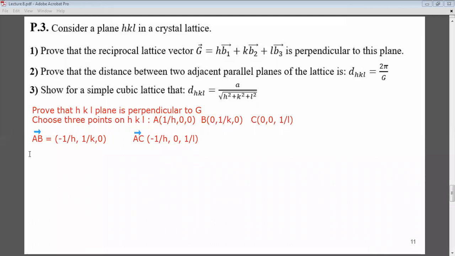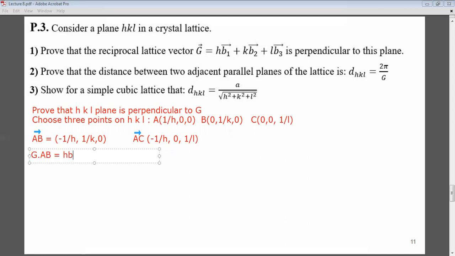Now, I need to take AB dot G. If I can prove it to be 0, it implies AB and G are perpendicular. Then I take G and AC. If G dot AC is 0, it implies G is perpendicular to AC. If it's perpendicular to AB and to AC, it means G and ABC are perpendicular. So how much is G dot AB? We start.